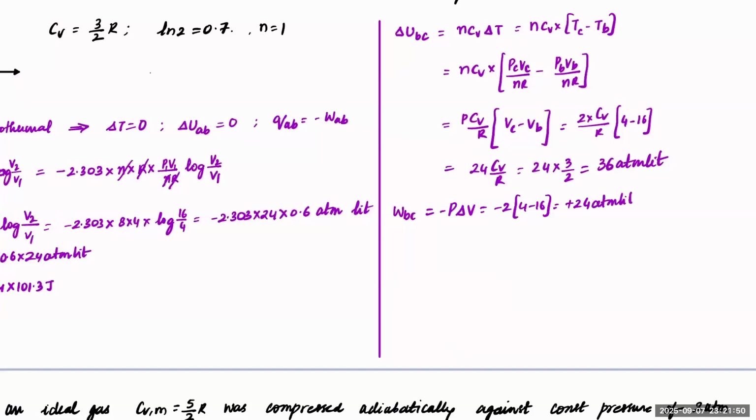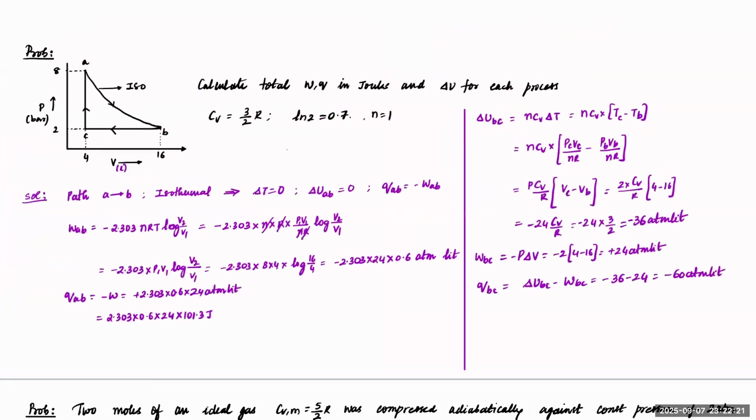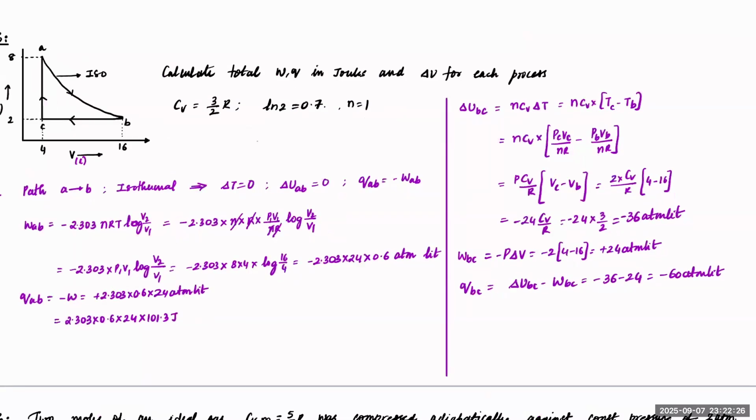So QBC will be equal to delta UBC minus WBC. Now here we were getting the delta UB as minus. So this is minus 36 minus 24. Got it? So that makes it minus 60 atm liter. This will be the QBC. So heat is being released out. Please check everybody if you have got these values.